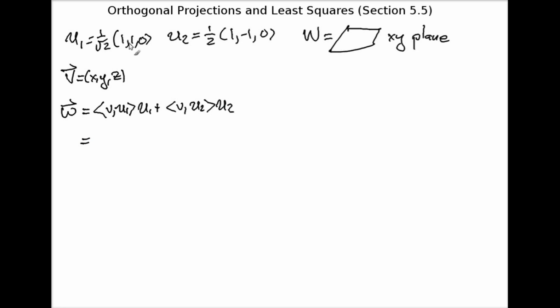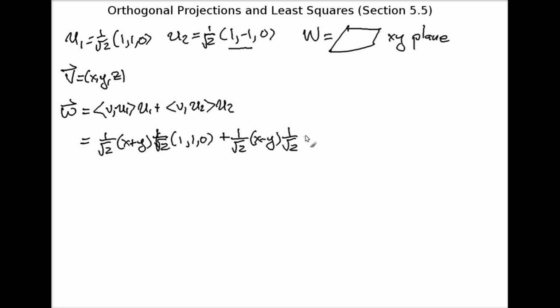v·u1 is (x plus y) over radical 2 times the vector u1, and then you add, let's see, v·u2 is (x minus y), excuse me, there's a square root there, so you get 1 over square root of 2 times (x minus y) times 1 over the square root times the vector, which is 1, minus 1, 0. And let's see what that comes out to be. Unless there's a contradiction in mathematics, it should look familiar.